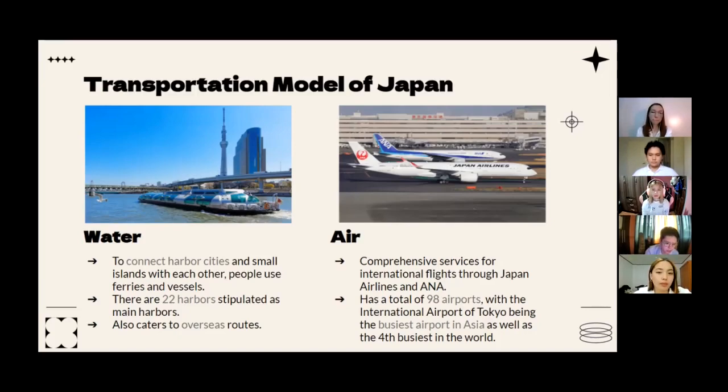For their air transport, Japan provides comprehensive services for international flights through their two major airlines, Japan Airlines and ANA. Japan has a total of 98 airports, with its main international gates in Osaka and Nagoya, and domestic flights served by the International Airport of Tokyo, which is also the busiest airport in Asia, as well as the fourth busiest in the world.